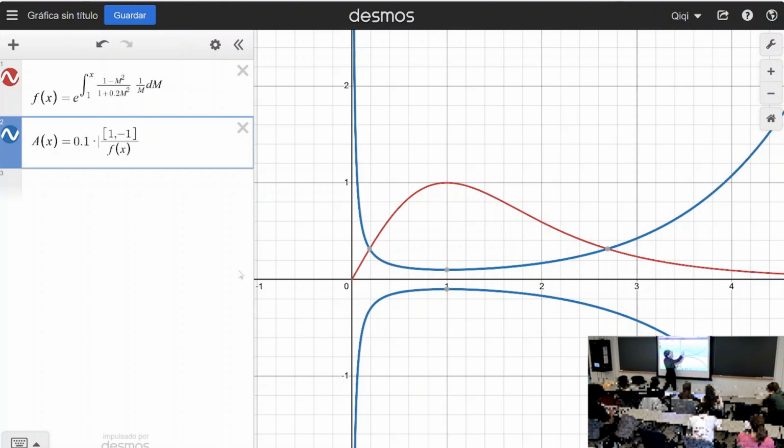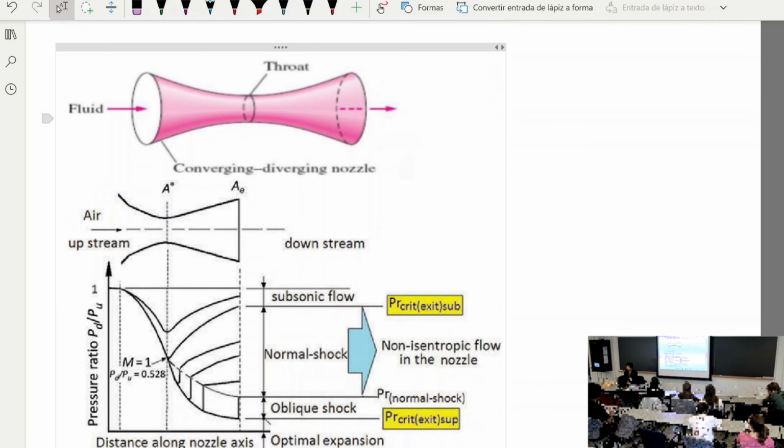Yes? Can you explain again why the ratio of the outlet and throat areas gives you the... Oh yeah. Why does the ratio of the areas... You said you take the area of the outlet, the ratio is... Yes. Okay, let me maybe write it down.